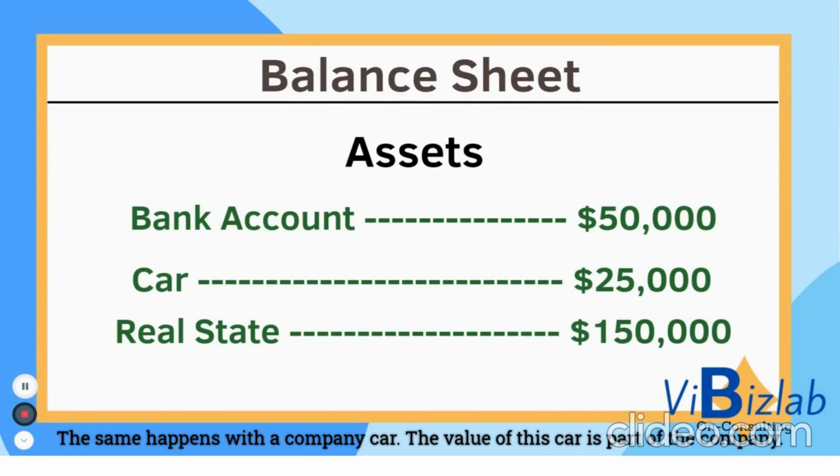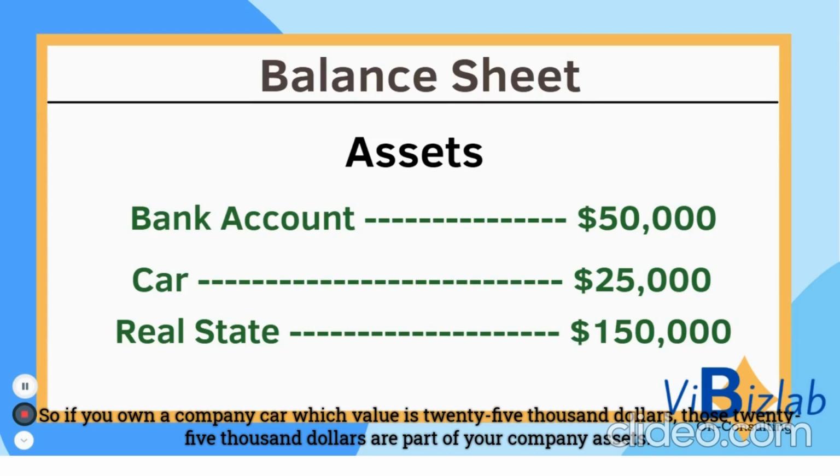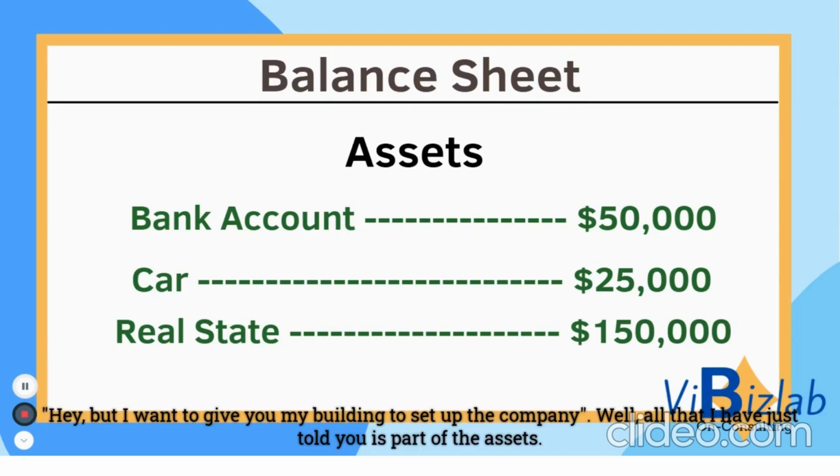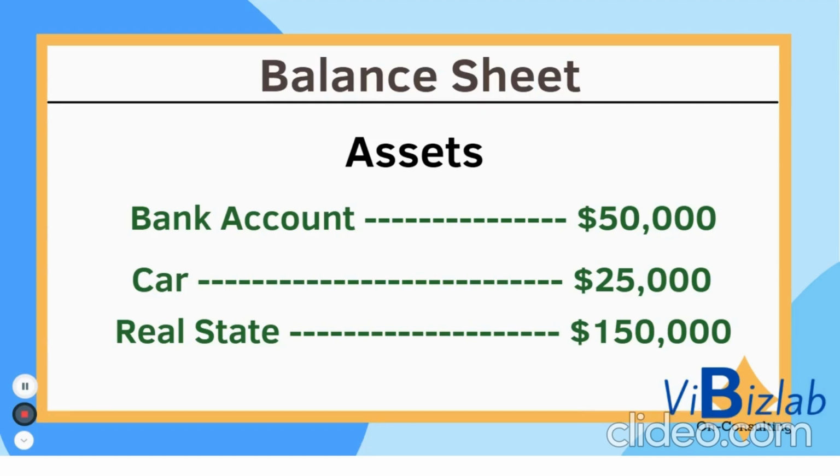You have them. The same happens with a company car, for example. The value of this car is part of the company. So if you own a company car whose value is $25,000, those $25,000 are part of your company assets too. And in addition, in many cases, there are partners who contribute with lands or who have their own buildings and say, hey, I want to give you my building to set up the company. Well, all that I have just told you is part of the assets.